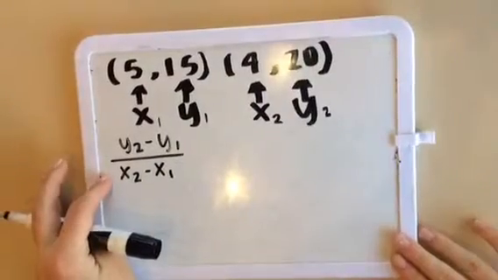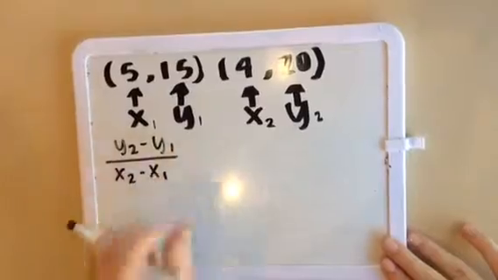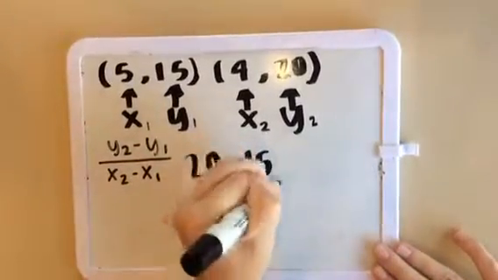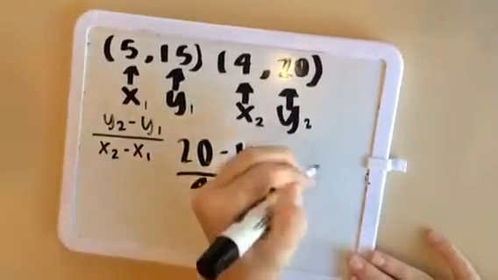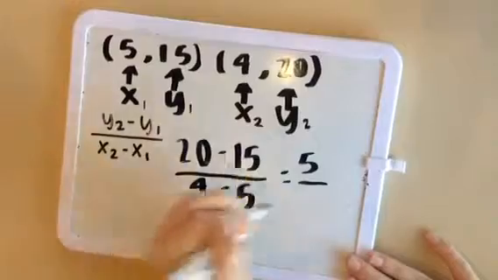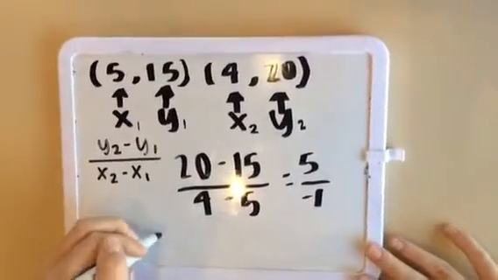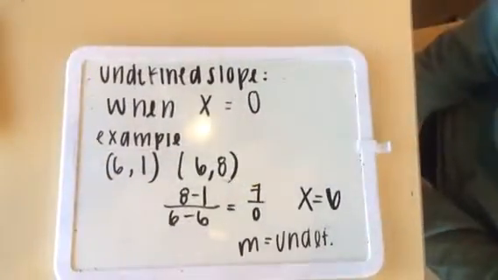When you go back to your formula, y2 minus y1 over x2 minus x1, and plug in your values, you'll get 20 minus 15 over 4 minus 5. That simplifies down to 5 over -1. When you divide 5 by -1, you get -5. -5 is your slope.